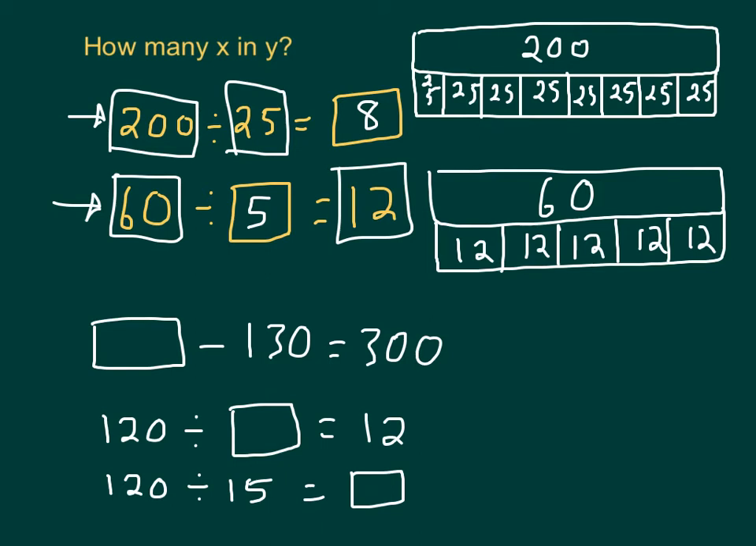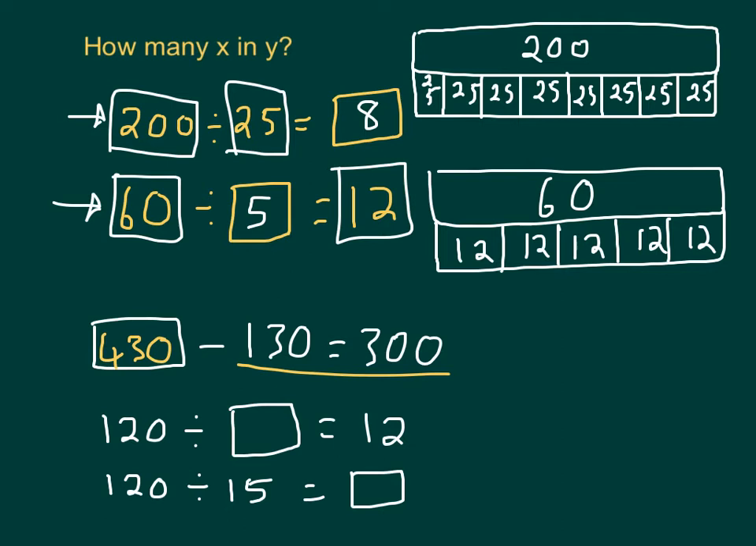Fill in the missing gaps. Of course, for the first question, the key is recognising that we're missing the whole, the number that would almost go on the top. So I'll need to find that by adding these two numbers together and getting 430. If I take away 130, it'll leave me with 300.